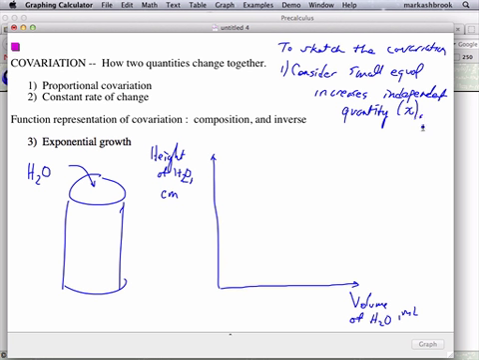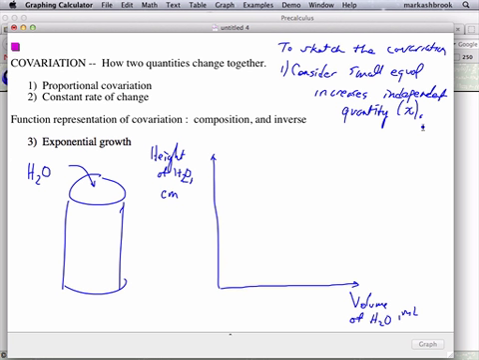We have control over how much water we're putting in, independent. So we can put in a little or a lot of water, and then once we put that water in, the height is dependent on how much water we put in. We don't have control over that. So in this case, we call the volume of water independent, and the height dependent.